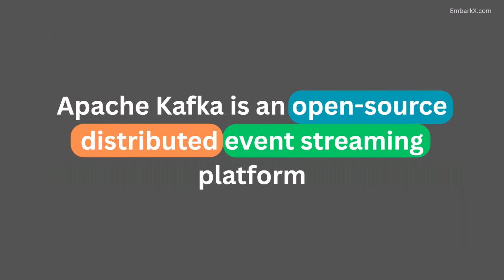Now, coming back to the definition that we saw in the beginning: Apache Kafka is an open source distributed event streaming platform. Are you aware of these terms now? Open source means it's freely available. Distributed means it can run in a distributed environment. It can have multiple instances running. It can run in clusters, right?